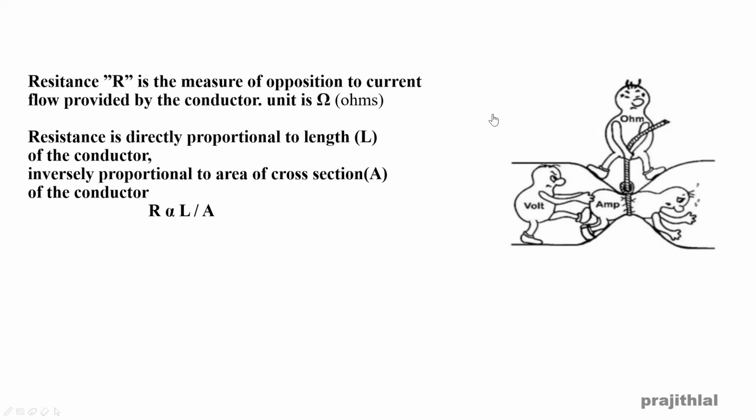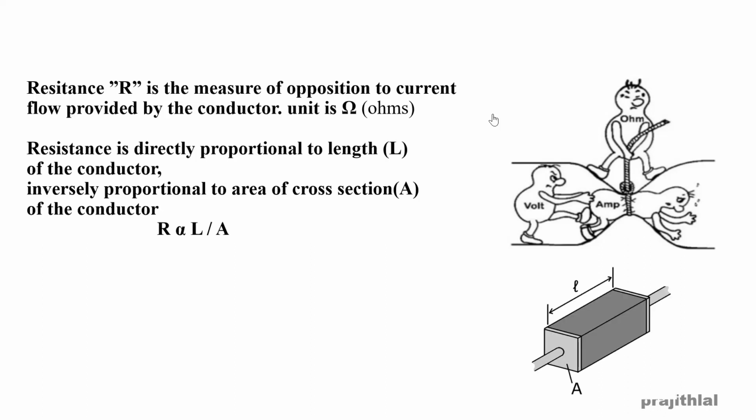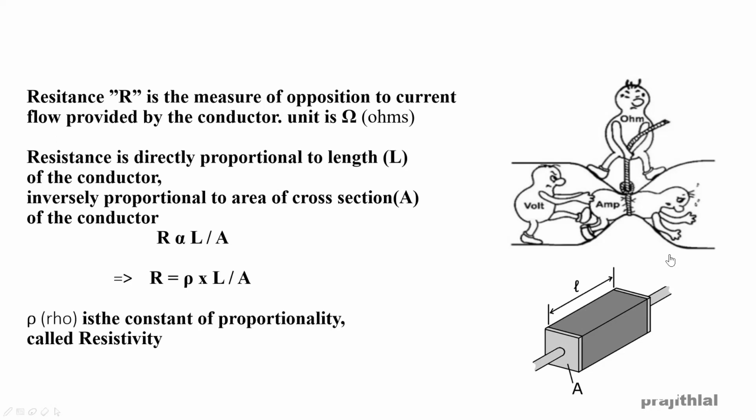So resistance is directly proportional to length L of the conductor and inversely proportional to area of cross section A. So R is proportional to L by A. Here we have a conductor and its area of cross section is A and length is L. Now we have to find the value of resistance by giving a constant of proportionality, R equals rho into L by A, where rho is the constant of proportionality and this constant is called resistivity.